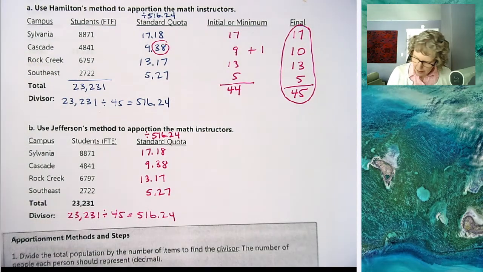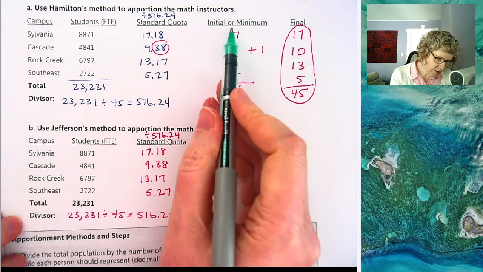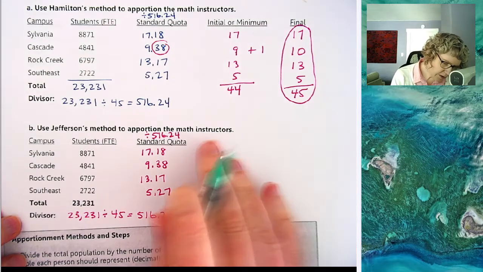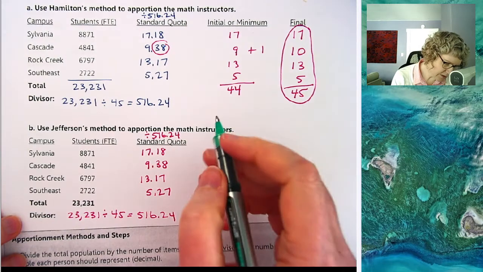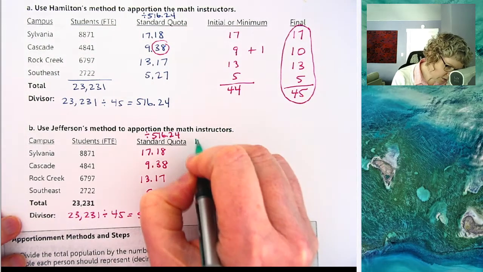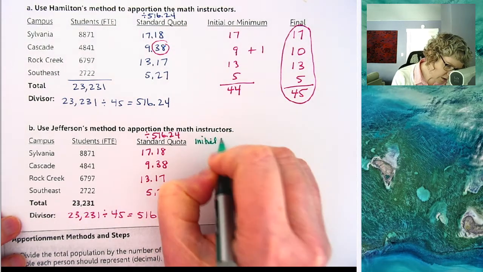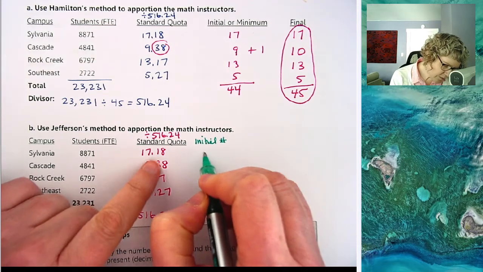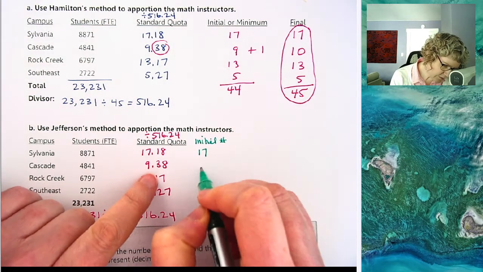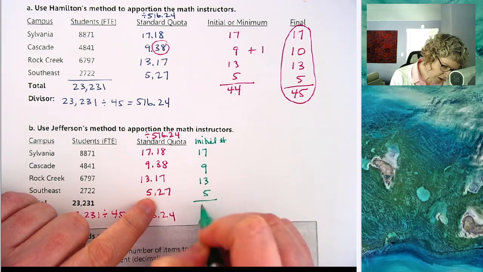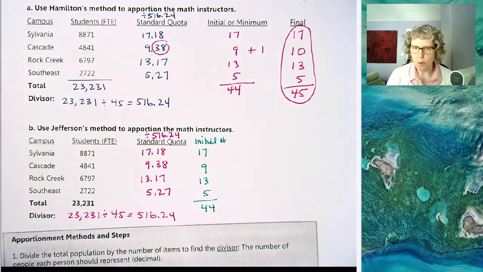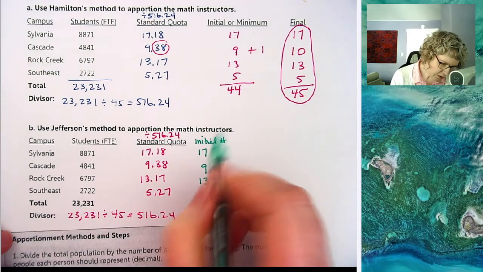Okay, so we're going to have our initial number, just like in Hamilton's, we had our initial number. So I'm gonna leave space for several columns here because we're gonna have to try some different divisors. So I'm gonna write initial number, and that's what we had before because we cut off the decimal still, 17, 9, 13, and 5, but we know that adds up to 44. Okay, so we are not done yet.